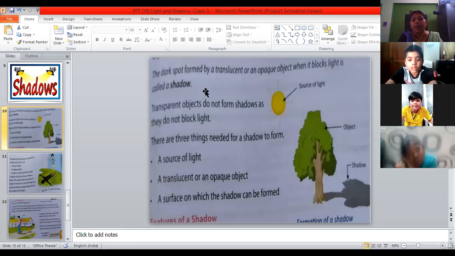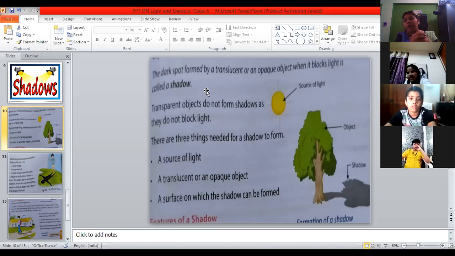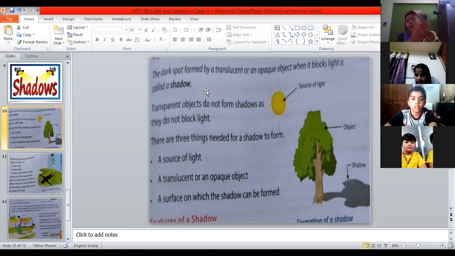Ma'am, is a mirror opaque? Opaque only. Mirror is opaque. Because it is opaque, that's why we are able to see our image on the mirror. If you observe the back side of the mirror, it is coated with a color. It is a glass, but when I color it, there is one material they use to coat it. When they use that layer, it will become a mirror.